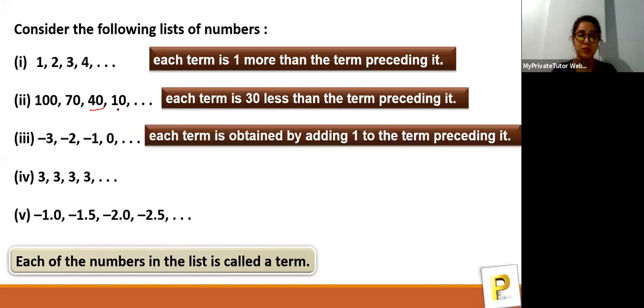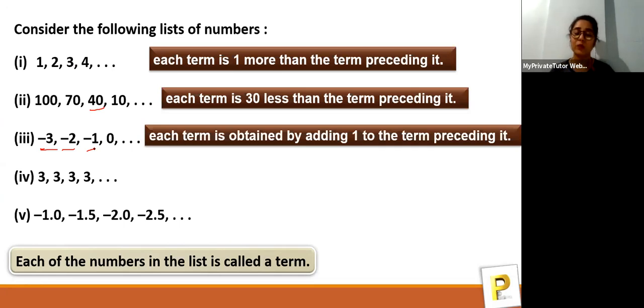That is -3, -2, -1, and 0. Each term is obtained by adding 1 to the term preceding it. What does that mean? If you add 1 to the previous term, so -3 plus 1, what is -3 plus 1? That's -2. Okay, if you do -2 plus 1, you get -1. And if you do -1 plus 1, you get 0. Okay, and if you do 0 minus 1, what number will you get? Okay, you guys find it out now.